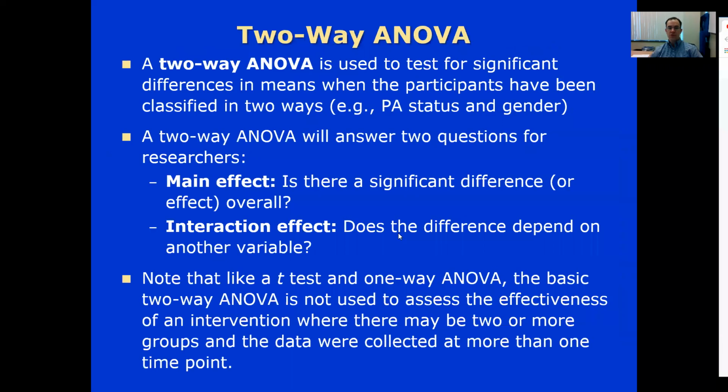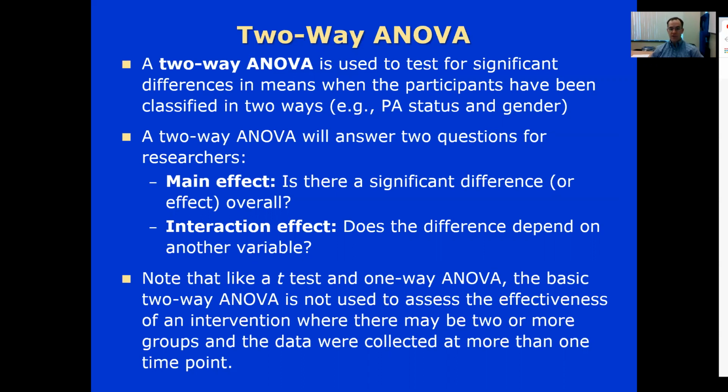So let's move on to a two-way ANOVA. Now, a two-way ANOVA is used to test for significant differences in means when the participants have been classified in two ways. For example, physical activity status and gender. So in this case, you'd want to find out, is there a difference between genders and the amount of physical activity they may be doing.